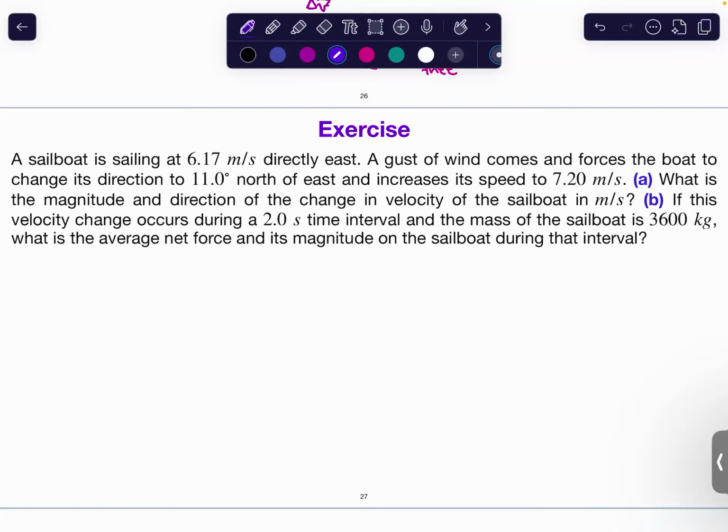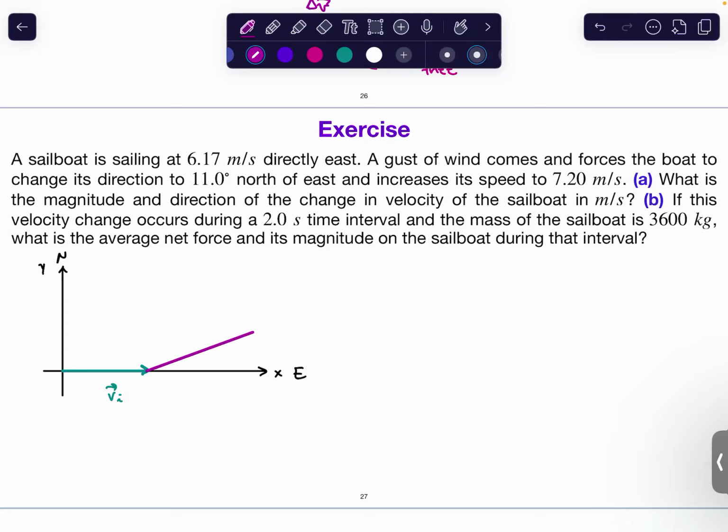So let's start by thinking about how this is working. Okay, we'll say positive y is north, positive x is east. And then you have an initial velocity going to the east. Okay. Then you get hit by wind. You're going to have a final.